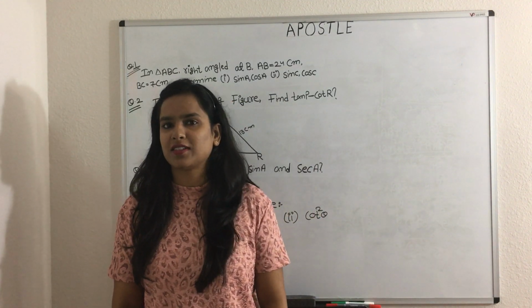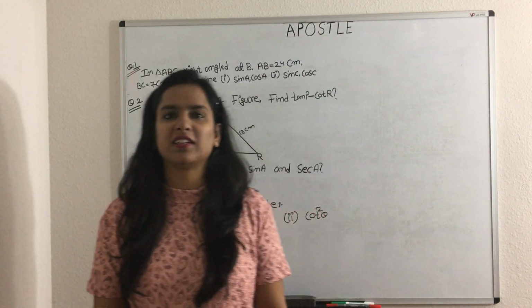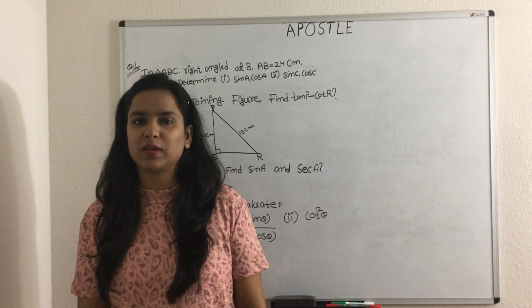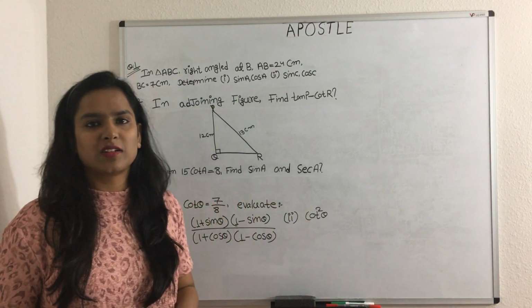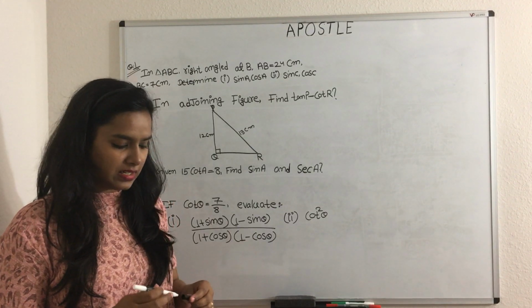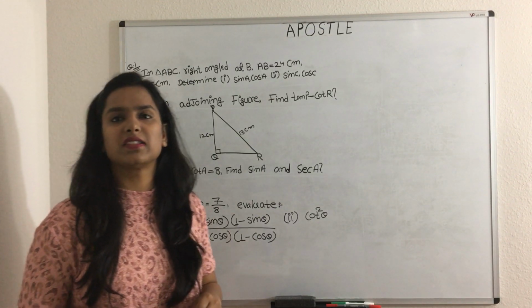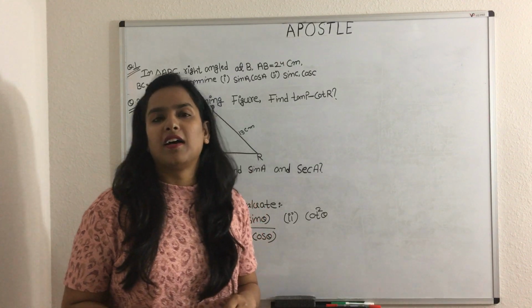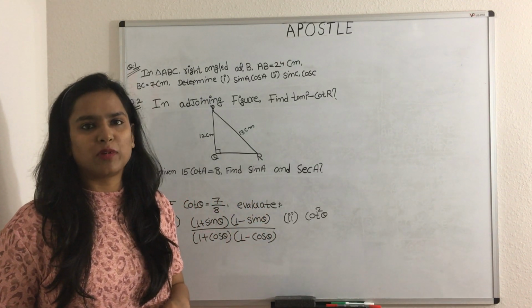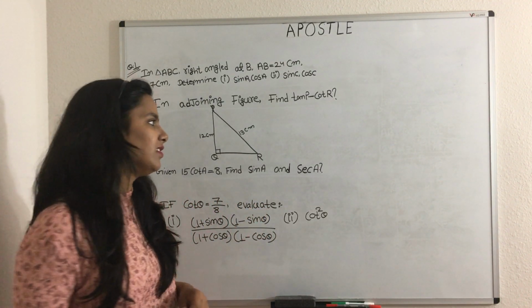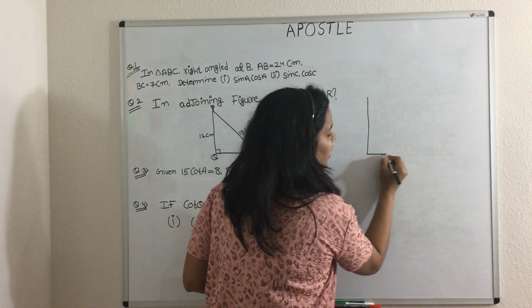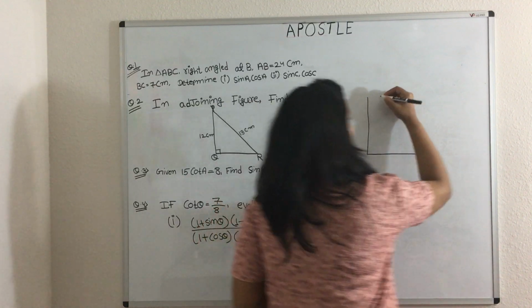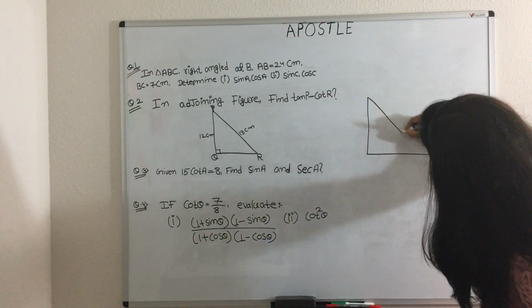Today we are going to discuss some questions related to the topic we discussed in the previous class, and first of all we are going to revise that topic. In the earlier class we discussed the base, perpendicular and hypotenuse of a right triangle. So first of all, we are going to consider a right triangle ABC.